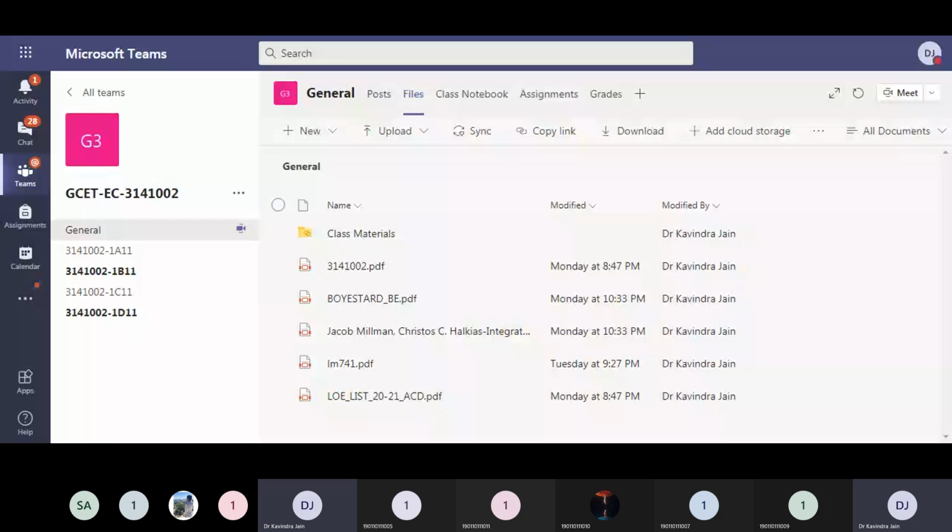I hope the screen is visible to you. The list of experiments for the ACD subject along with the LM741 file was shared with you on Tuesday itself. So you can refer to that particular data sheet and try to understand how the experiments are going to be performed. Is it clear? Yes, sir. Okay.